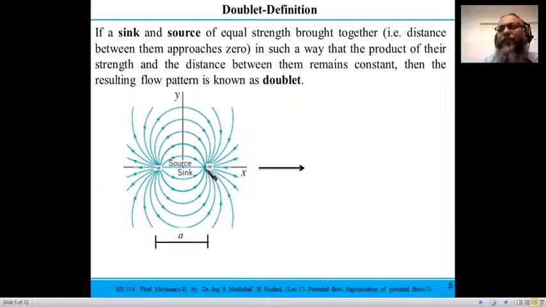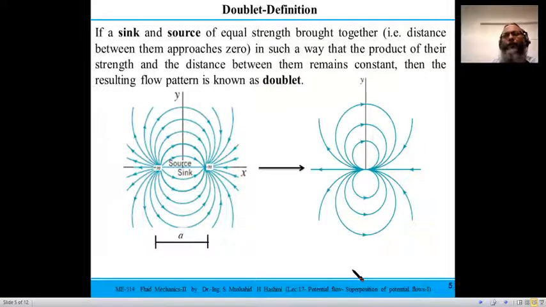I mean the source and sink combined together. So just pause and try to find out what will be the resulting pattern if the source and sink combine together in such a manner that the distance between them is approaching zero. They are brought close, but you make sure that the product of their strength and the distance remains constant. Then the resulting pattern would be given a name called doublet.